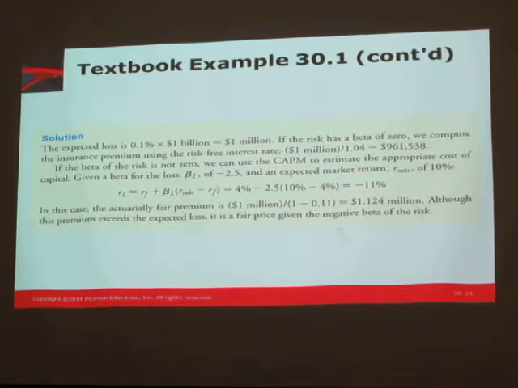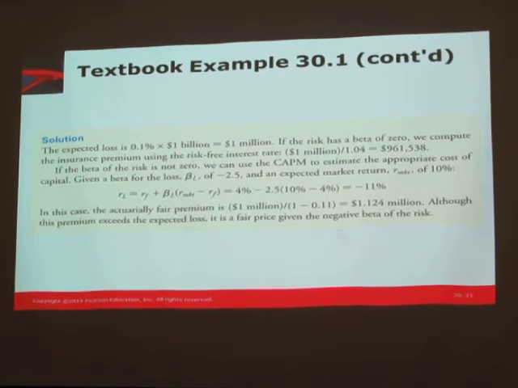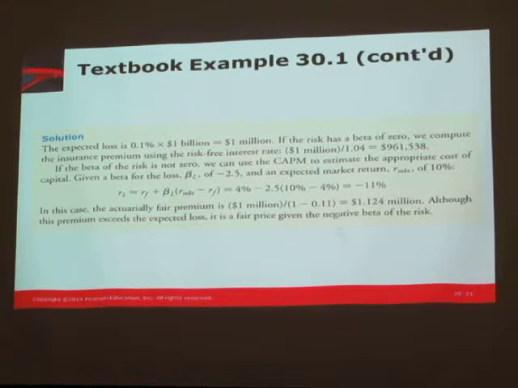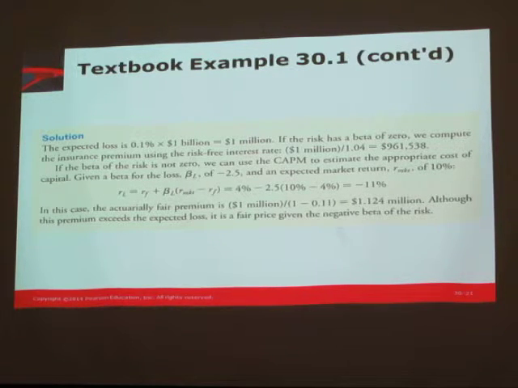Okay, so the expected loss is $1 million, right? Take the 0.1% and multiply it with the value of the bill, $1 billion. We take the $1 million divided by 1.04, where 4% was my risk-free rate. That's $961,538.